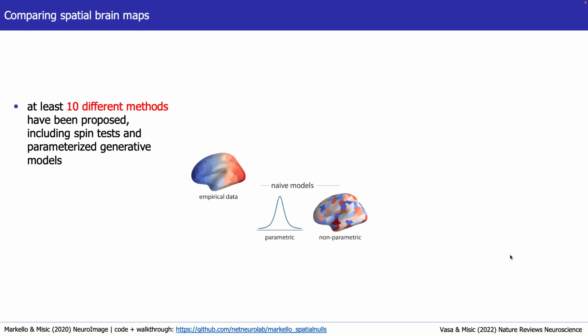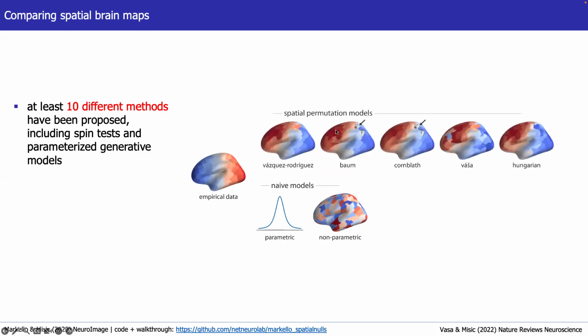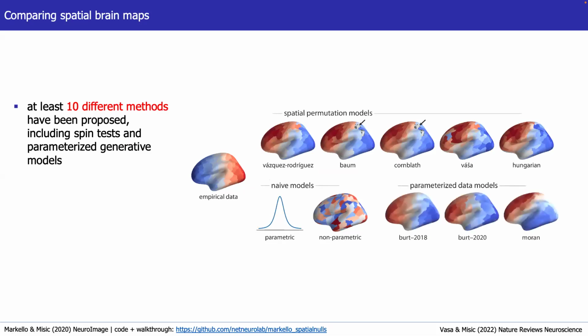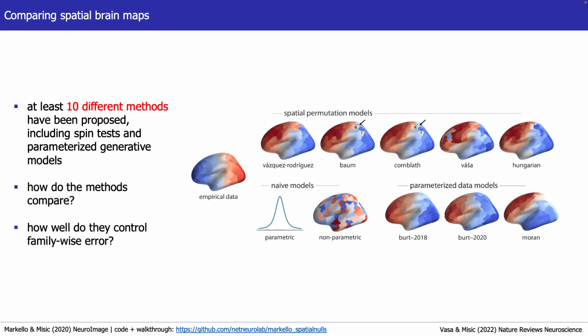So this is just an example of a toy gradient going from front to back. With these spatial permutation nulls, these are different implementations of these spin tests. And there are also a few different ways to do these parameterized data models. And they had all been used by different groups in the field. It wasn't really clear to us which one is best, which one you should be using for different research questions and so on. And we wanted to know specifically how well they control family-wise error.